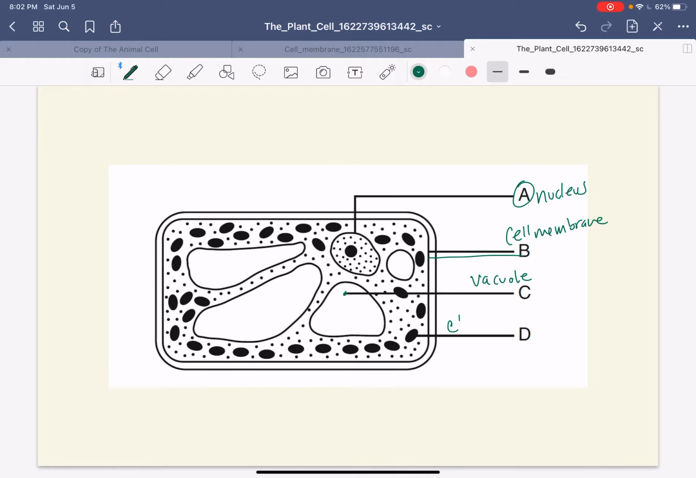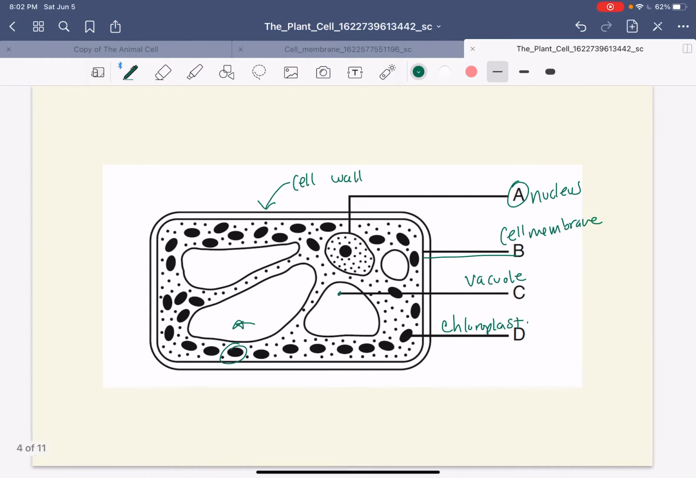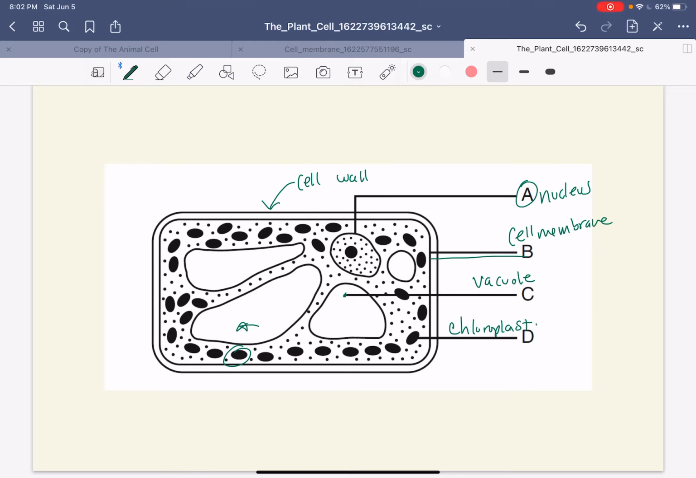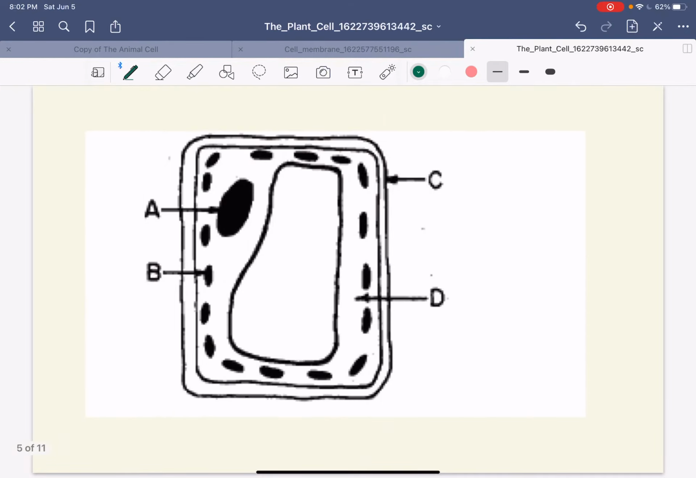D is pointing to chloroplast, site of photosynthesis. Vacuole, chloroplast, cell wall. Now they're not pointing to the cell wall because the question probably didn't have anything to do with the cell wall, but just want to emphasize the things that you will find in a plant cell that you will not find in an animal cell, but we'll get to that more refined later in the video.